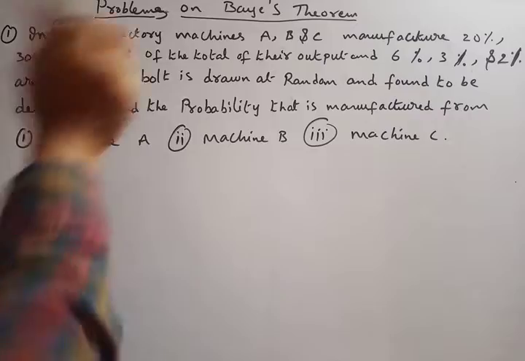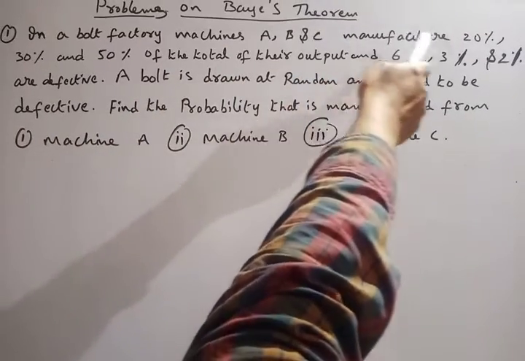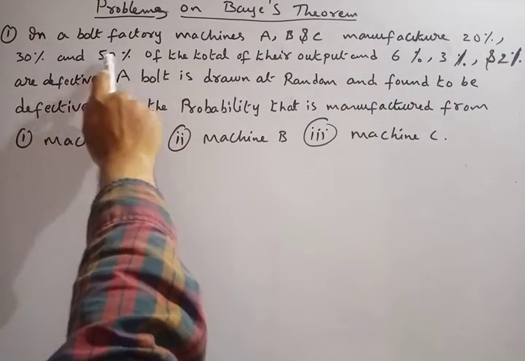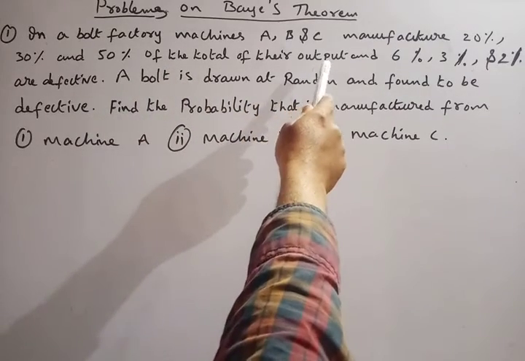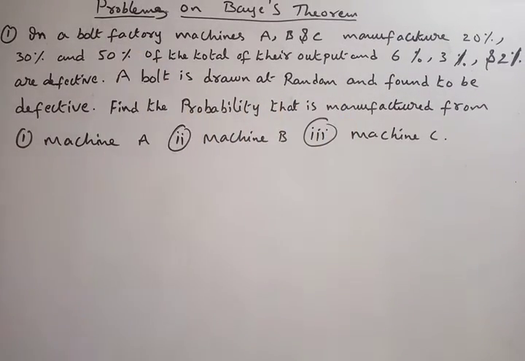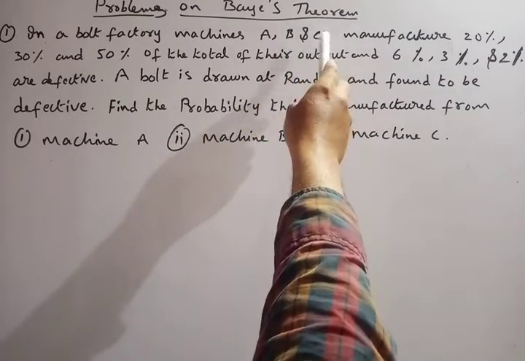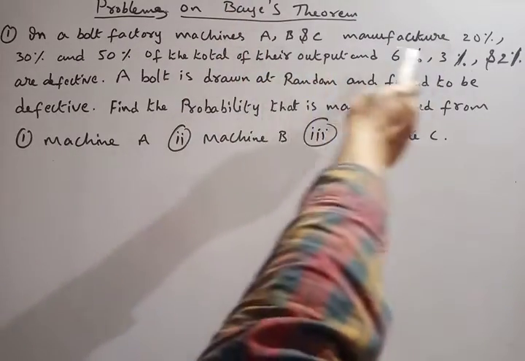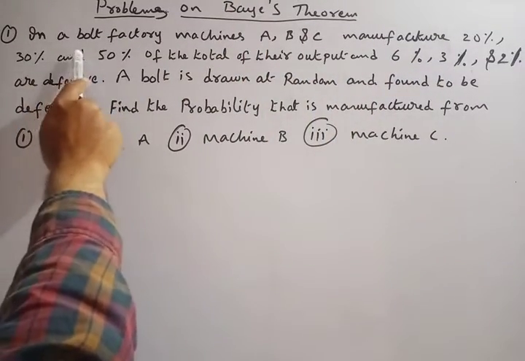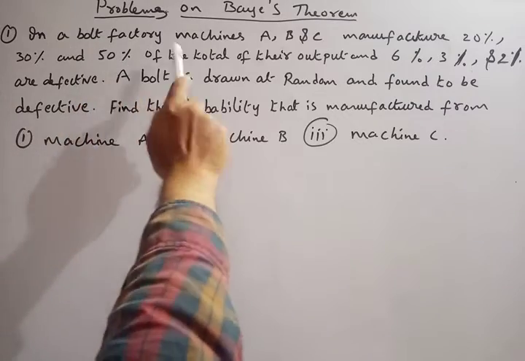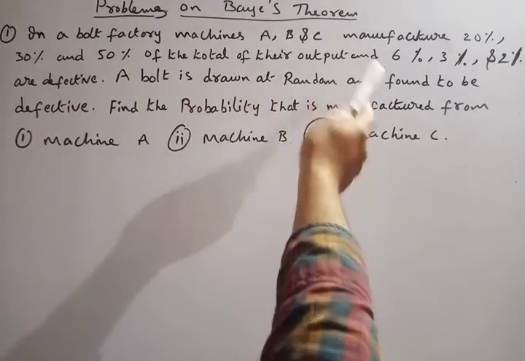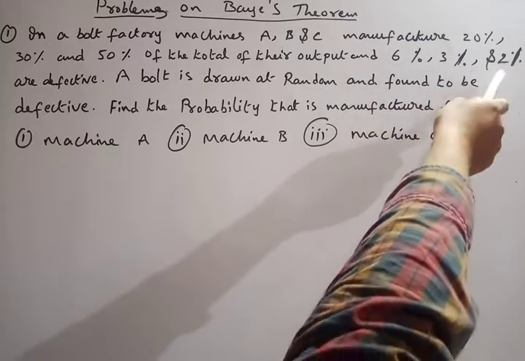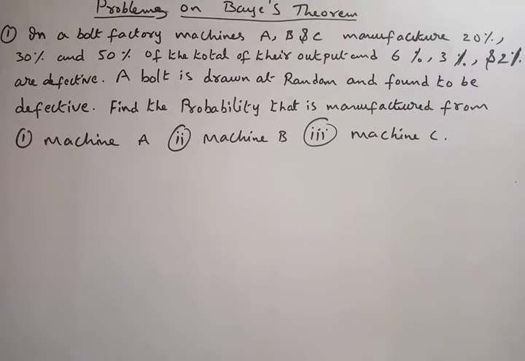See here, in a bolt factory, machines A, B, C manufacture 20%, 30% and 50% of the total of their output. Okay, one bolt factory is there. In that how many machines are there? A, B, C, 3 machines are there. They manufacture bolts here. How much percentage? A manufactures 20%, B manufactures 30% and C manufactures 50% of the total output. In that 6%, 3% and 2% are defective.